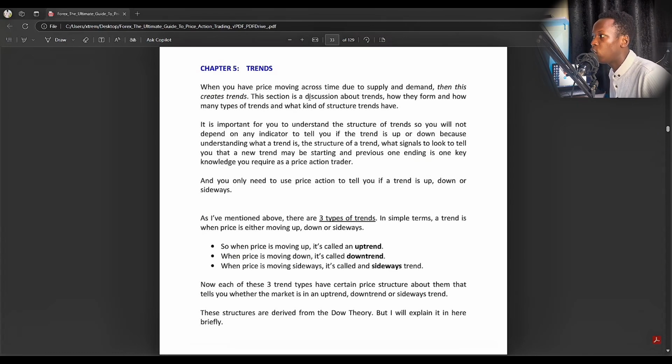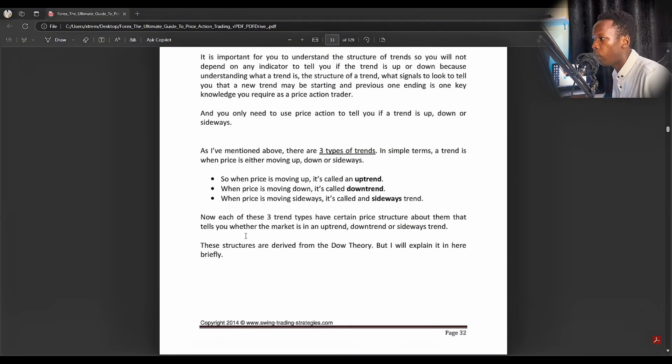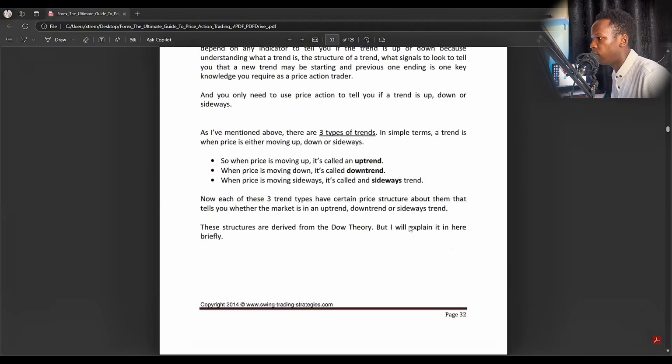This section discusses trend. A trend is where the market is taking either direction, either an uptrend or a downtrend, and we also have what we call a sideways trend. So we have three types of trend: the uptrend, the downtrend, and the sideways. Each of the three trends has a certain price structure.